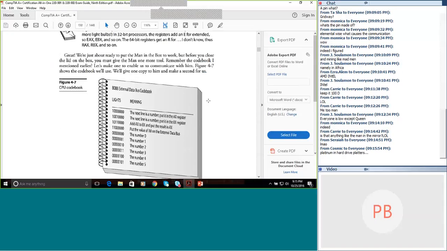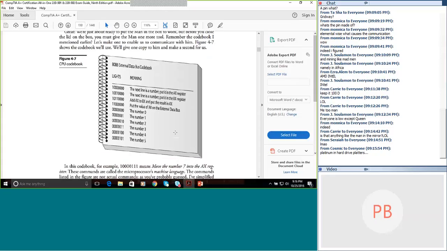Okay, so let's go with their example and see if we can get some understanding from this. It says we're just about ready to put the man in the box to work, but before you close the lid on the box, you must give the man one more tool. Remember the code book? I don't remember the code book. Let's make one to enable us to communicate with him. Figure 4.7 shows the code book we'll use. We'll give one copy to him and make a second copy.